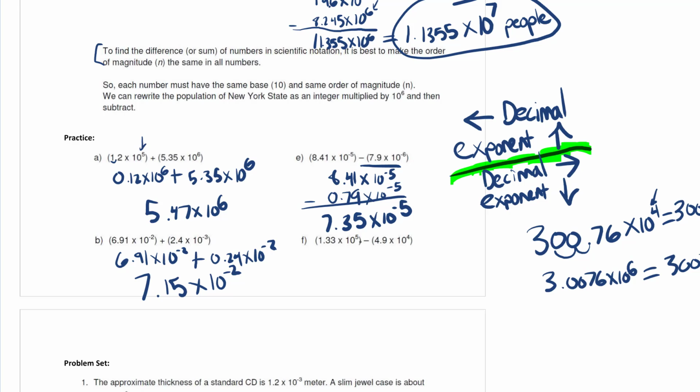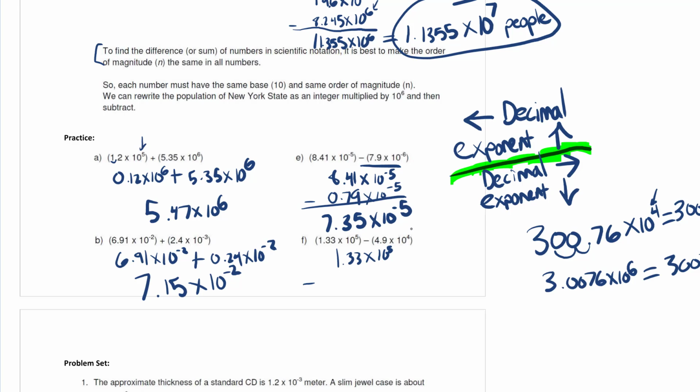All right, and the last one, we have 1.33 times 10 to the positive 5, excuse me, subtracted by 4.9 times 10 to the 4. Now this is actually a bigger number here. So we're going to convert to that order of magnitude so that we can stay in the higher order of magnitude. We're subtracting 4.9 times 10 to the 4.